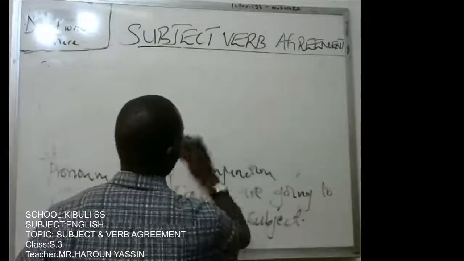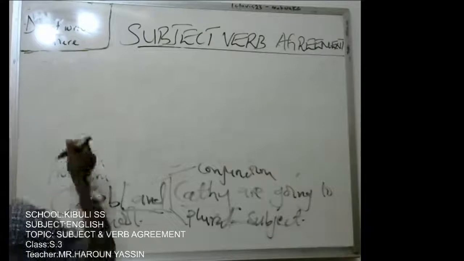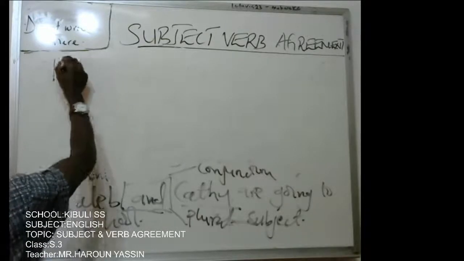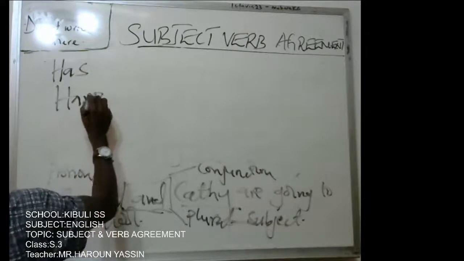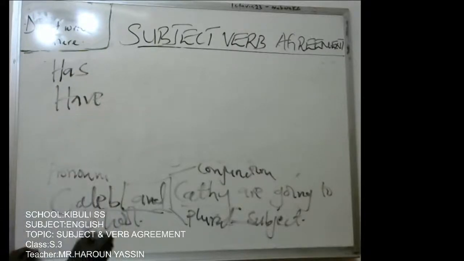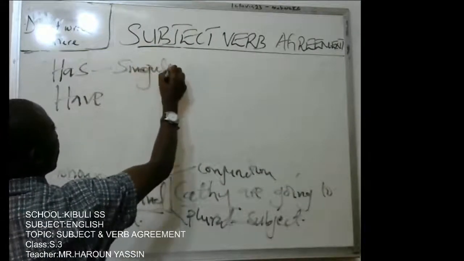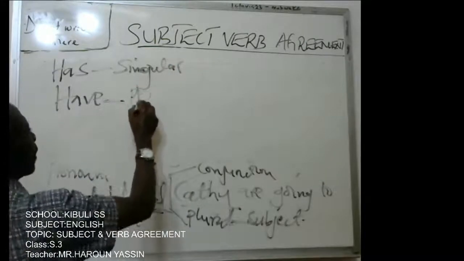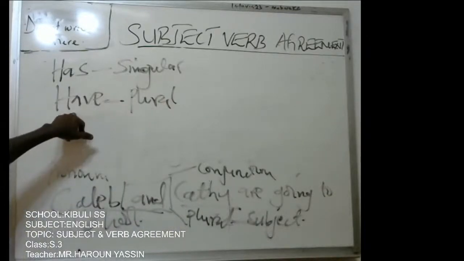I'm going to use the word have. Let me write has and have. Has is singular. It's a singular verb. The verb is in singular, and its plural form is have.